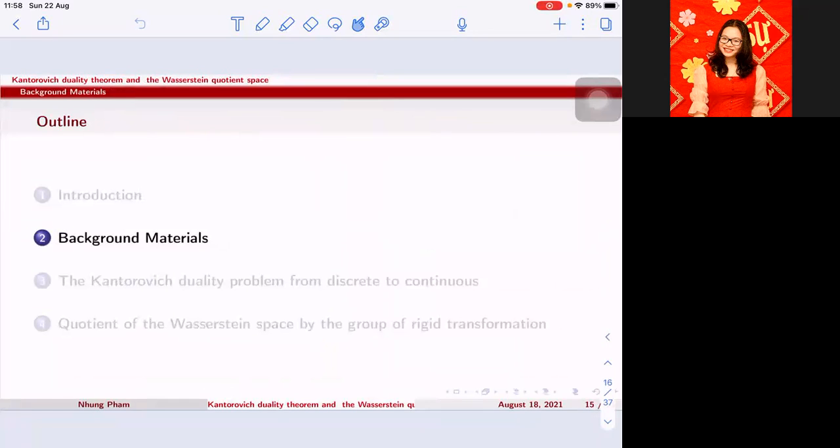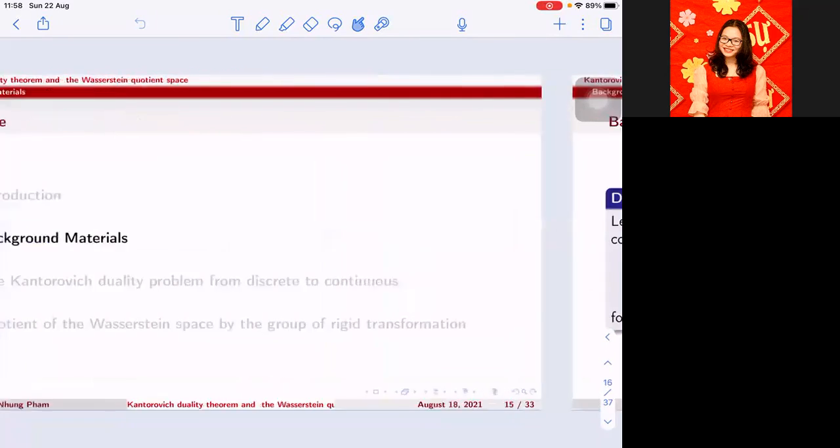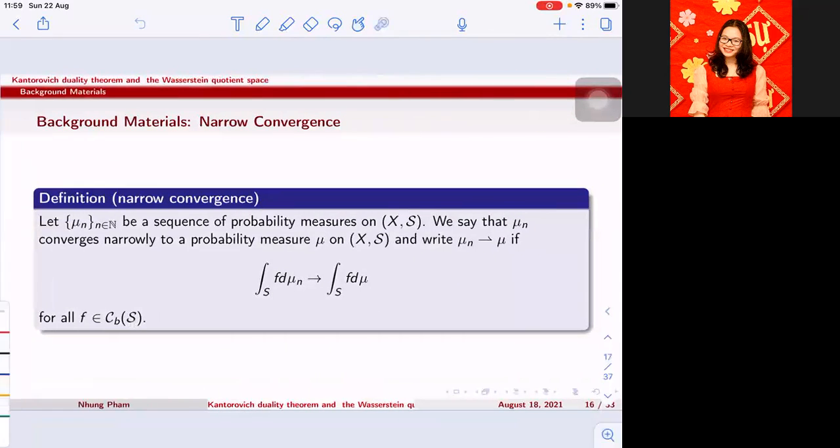So next, I will talk about some background materials before I move on to the main part of my research. So first of all is the narrow convergence. So we say that a sequence of measures mu_n converges narrowly to a measure mu if the integral of f with respect to mu_n converges to the integral of f with respect to mu for all bounded continuous functions on a set X.